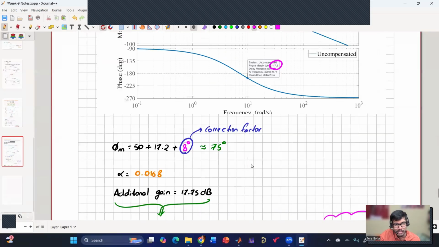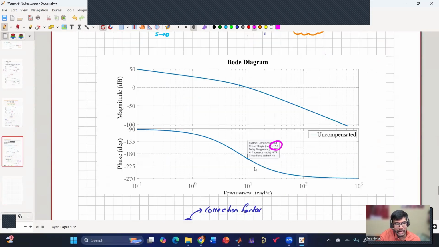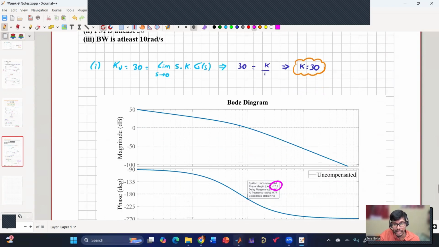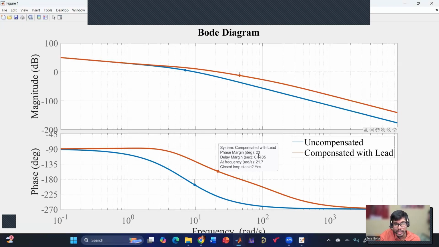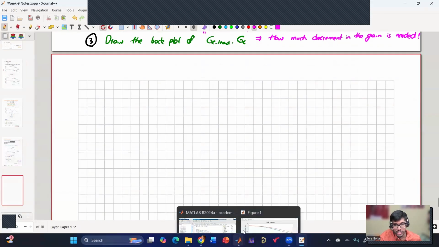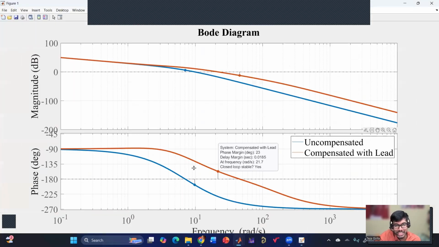So let us see how much I am targeting. 50 degrees, right? Phase margin 50 degrees I was targeting, and I could get only 23 degrees. So lead compensation itself was not sufficient, and I'll choose a correction term of 12 degrees. So 50 plus 12, 62 degrees. So 180 minus 62 degrees is 118 degrees. So I will choose 118.